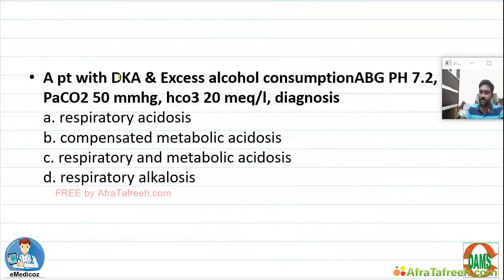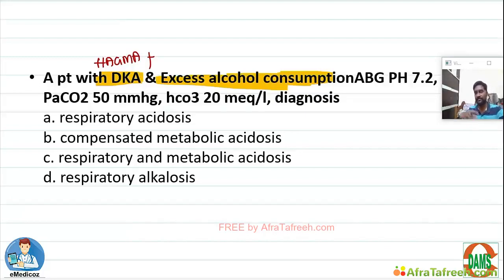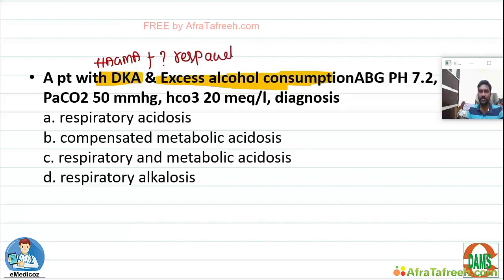So another question: a patient with DKA and excess alcohol consumption. His pH, PaCO2 and bicarbonate are given, and they are asking you the diagnosis. So by history, what can happen in this patient? In DKA, there can be a high anion gap metabolic acidosis. Excess alcohol consumption will also cause metabolic acidosis. And whenever there is excess alcohol consumption, also suspect some respiratory depression. If there is alcohol intoxication, the patient can also have respiratory depression and develop respiratory acidosis.